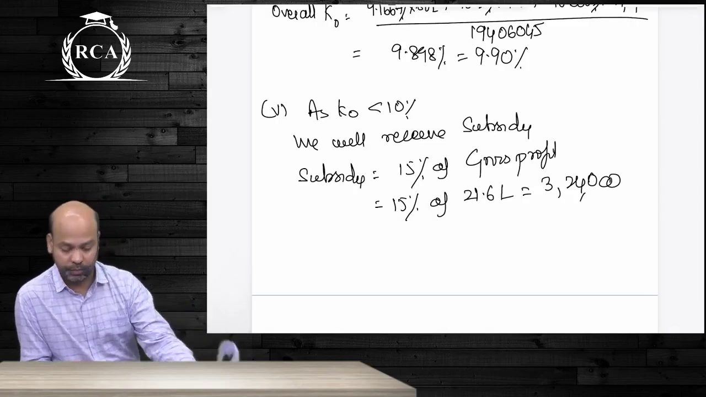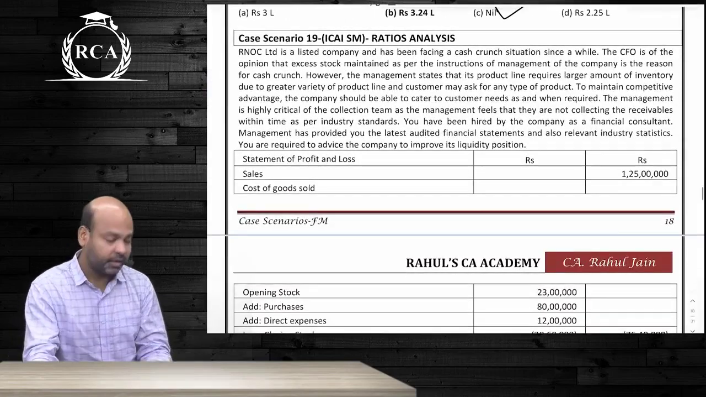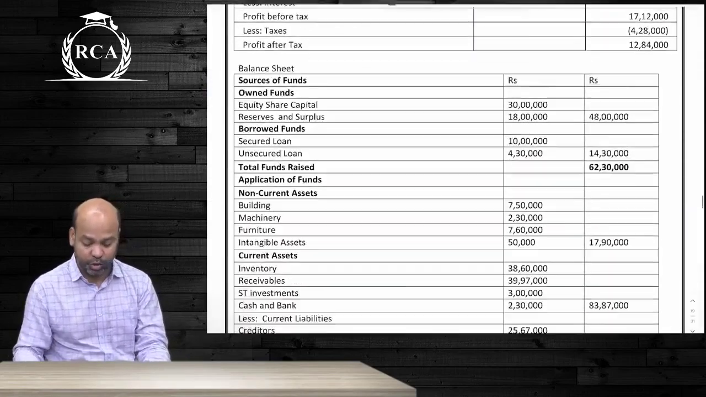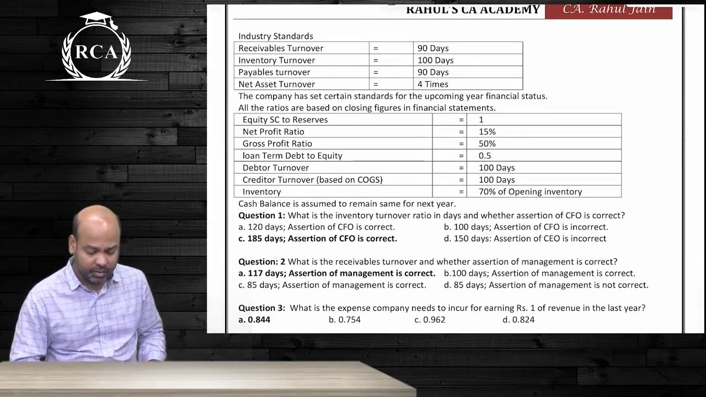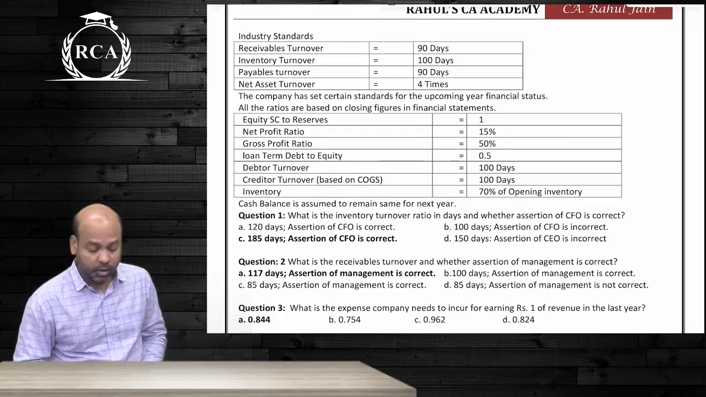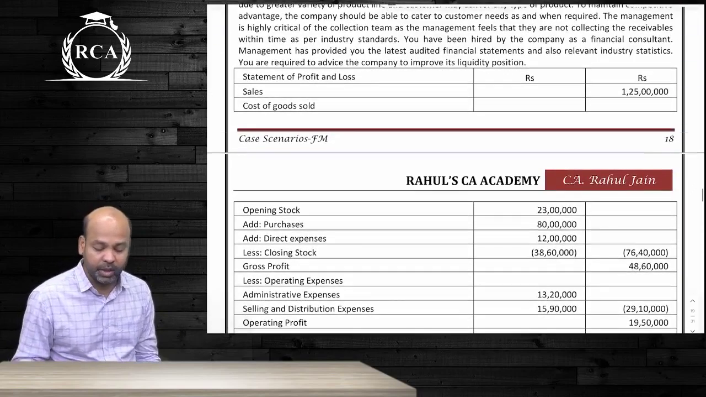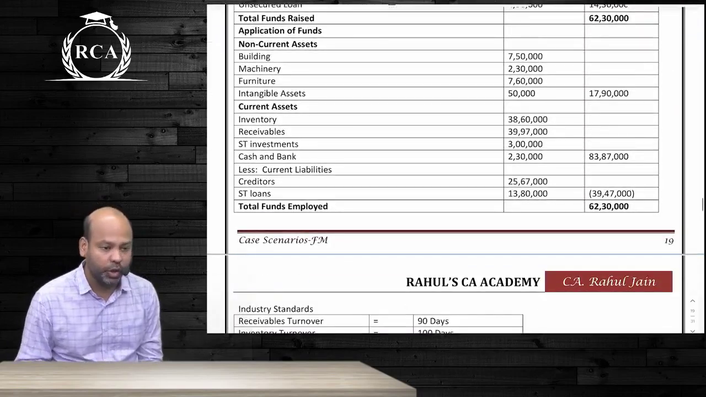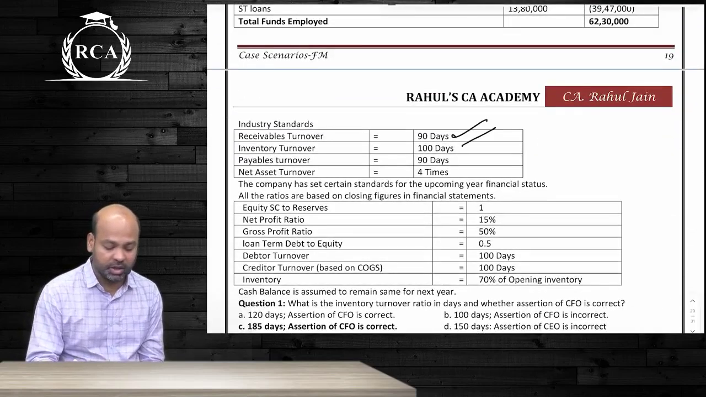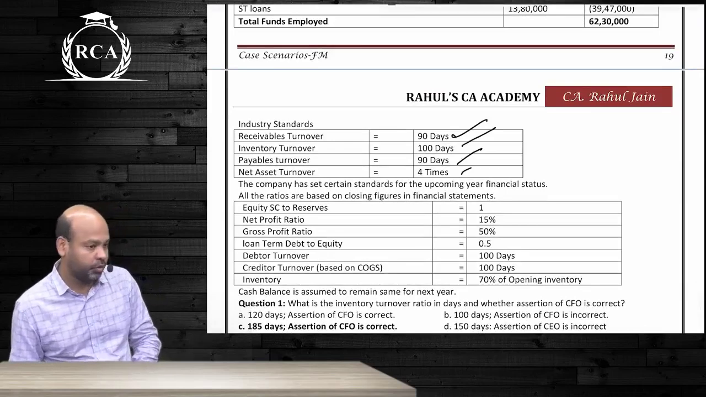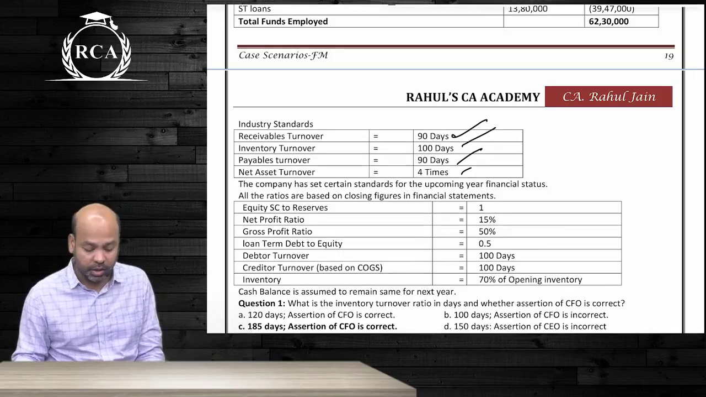Are we clear? Now guys, question number 19 guys. Let's look at the requirement guys, क्योंकि ये same question class में कर चुके हैं बेटा अपन. I think we have the exact same question, या फिर ठीक है values अलग है. They've given us a detailed list of P&L guys and balance sheet guys. If you recall better, we have done the question. They've given us the industry standards for receivable turnover, payable turnover, inventory turnover and net asset turnover.